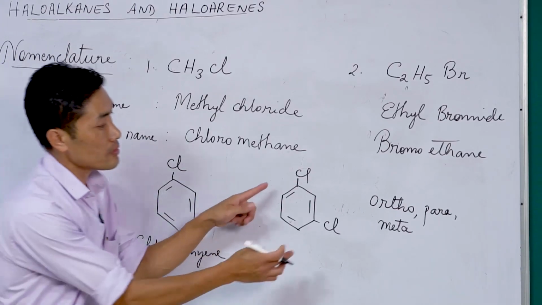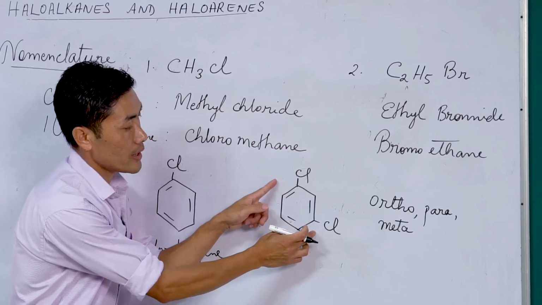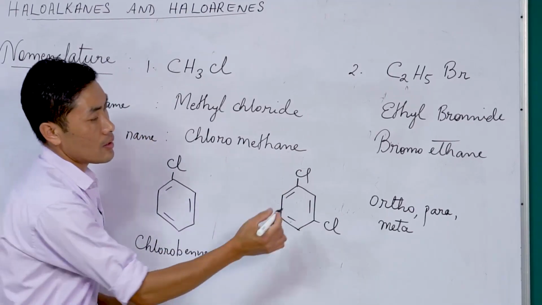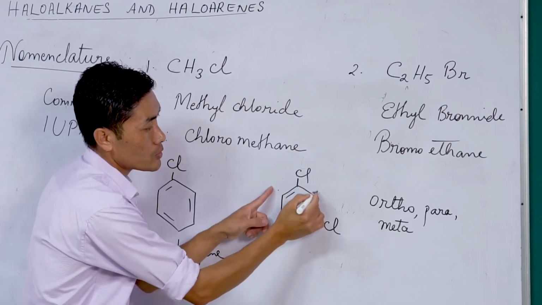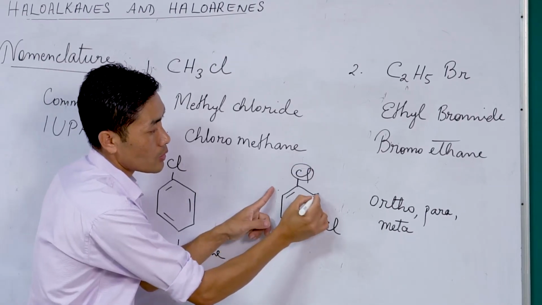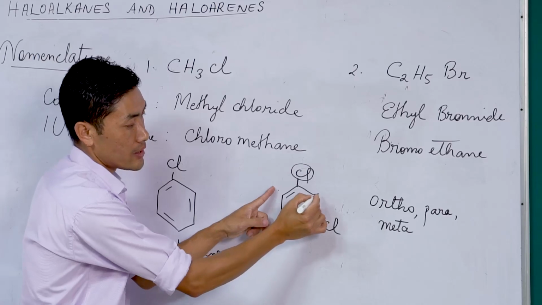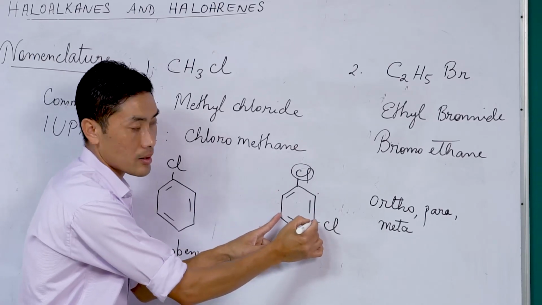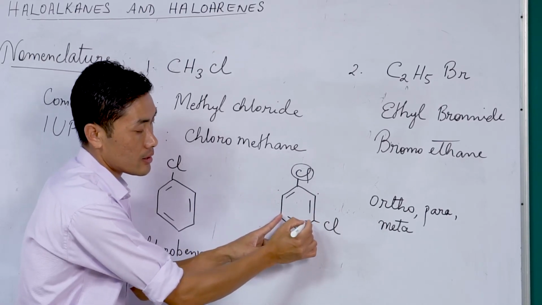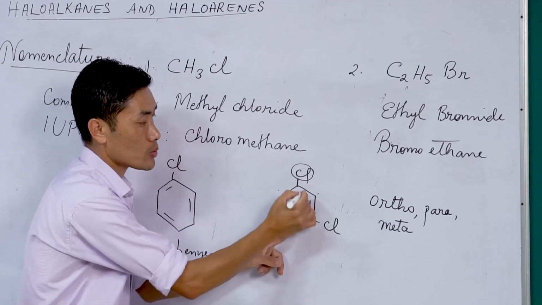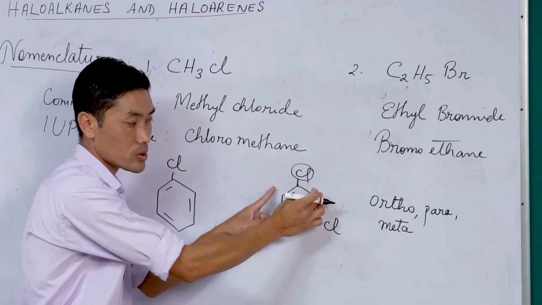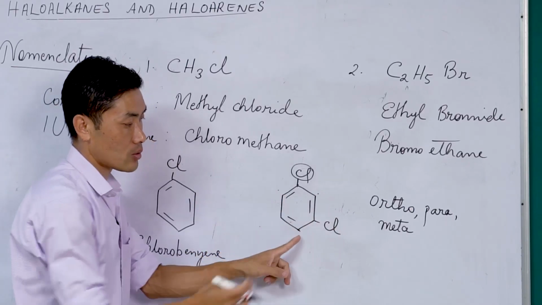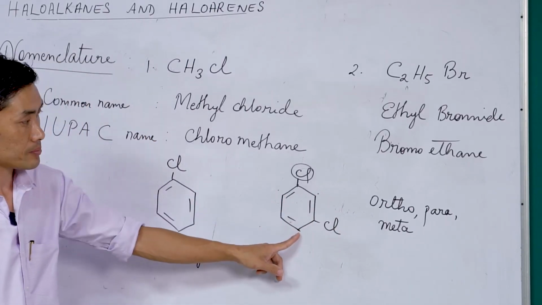So if we have the compound like this, these two positions which are near to this halogen are called ortho positions. The next two positions are called meta positions, and this position which is just opposite to this position will be called the para position. So we have two ortho positions, two meta positions, and one para position.